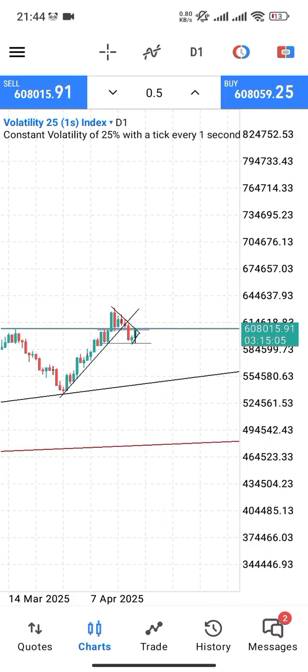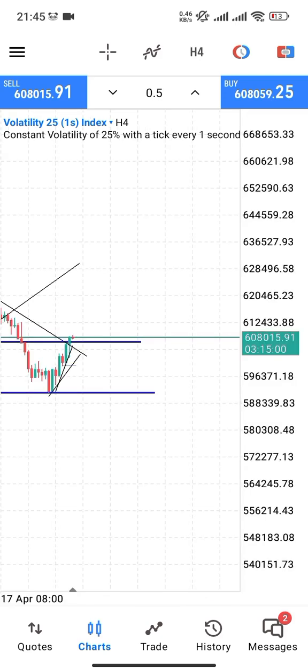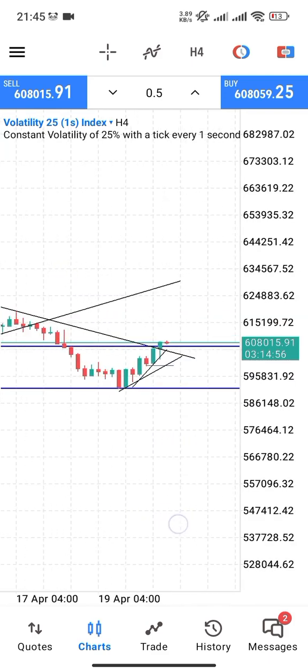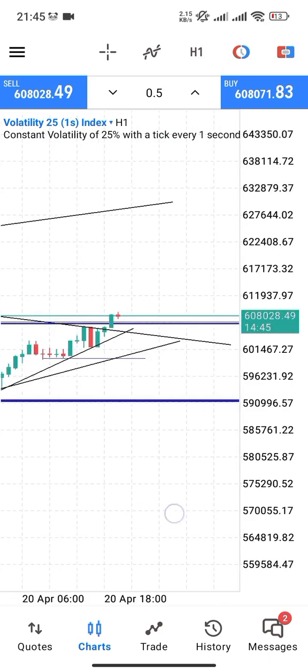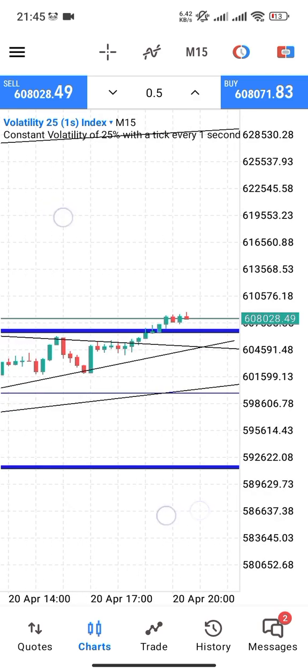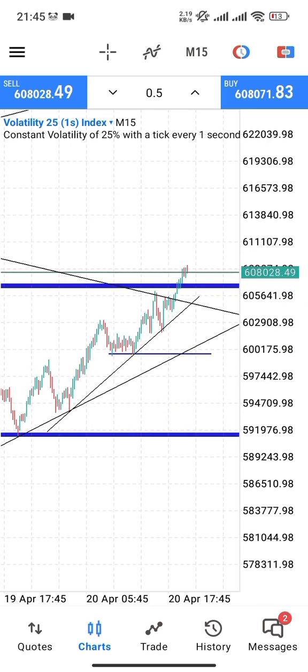Volatility 25, 1x. This is what the market is doing. The market is respecting the buy. You can see, the market is respecting the buy already. Let's see H1. Yep, so this is a buy market.